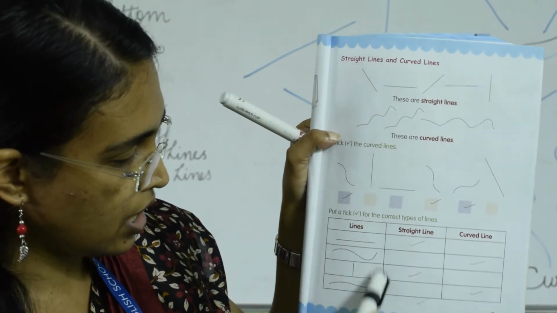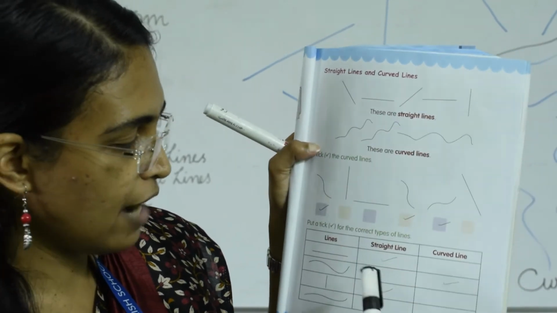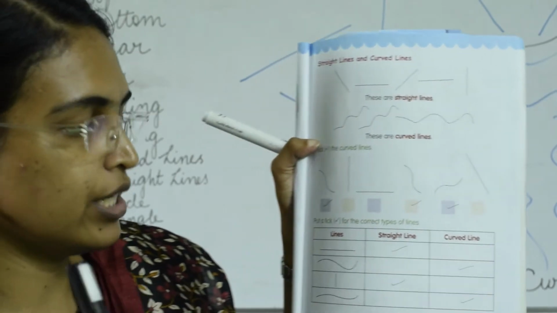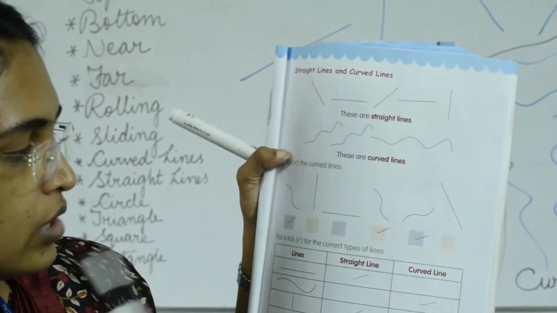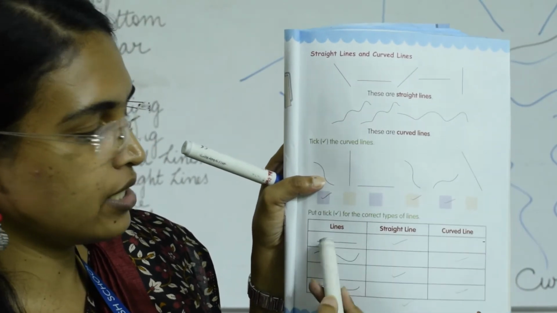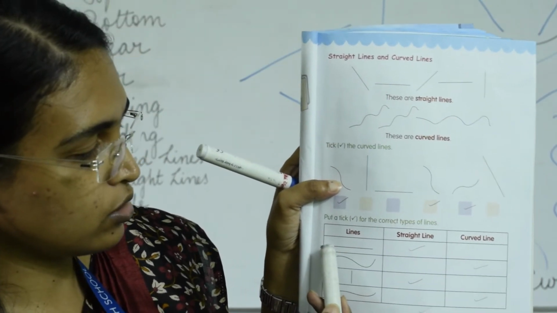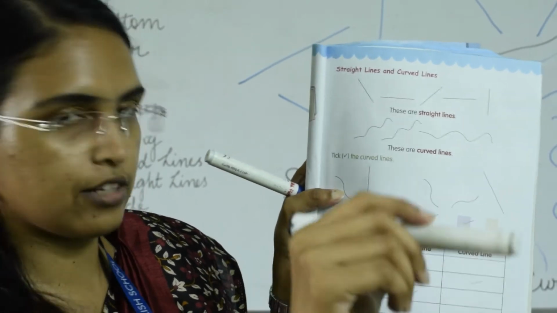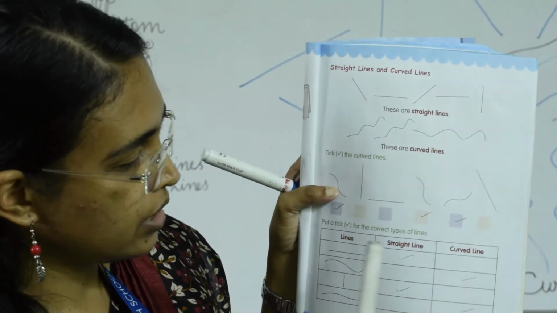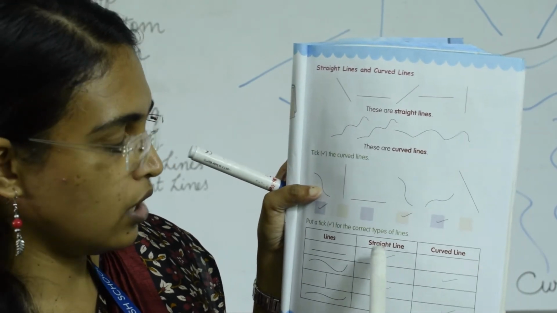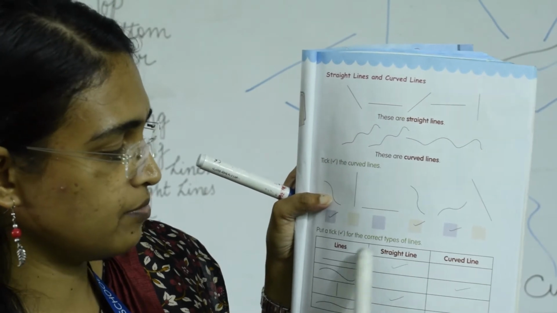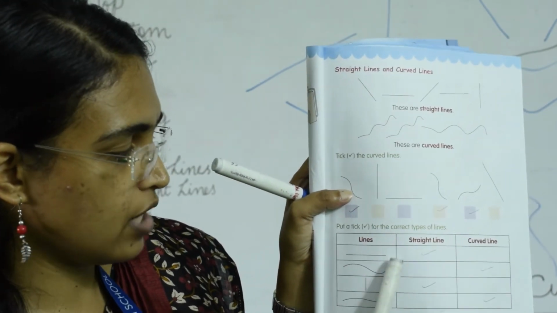So here are some lines. We have to find out which one is a straight line and which one is a curved line, and we have to tick according to that. Now first one, which line is it? First one is a straight line, because it looks like it goes straight, right? There is no curve, so it is a straight line. So we have to tick the straight line box. Tick here.